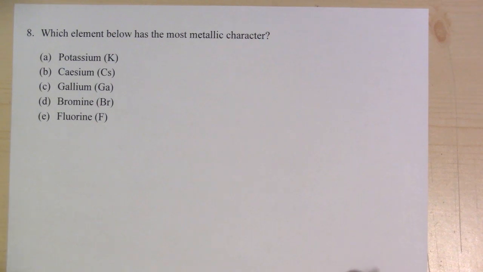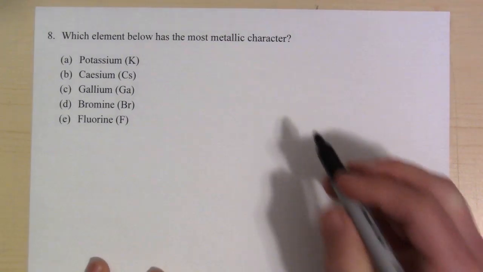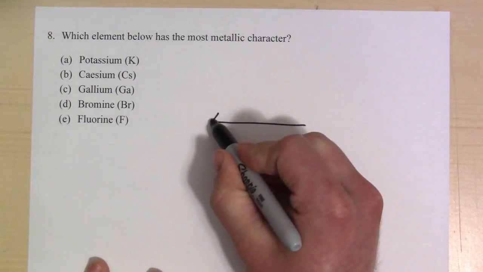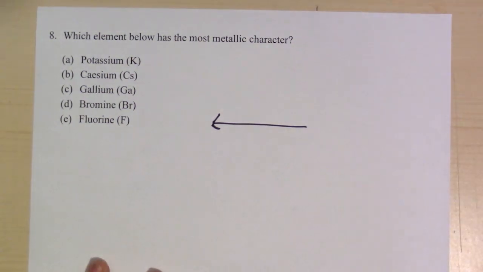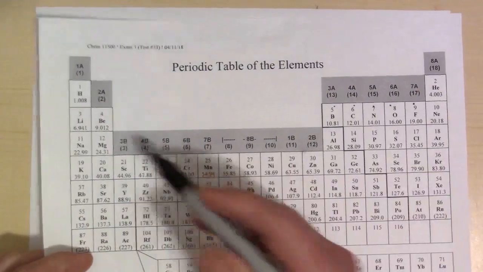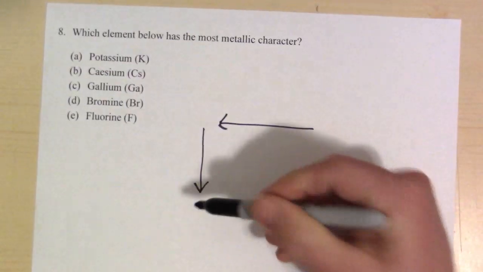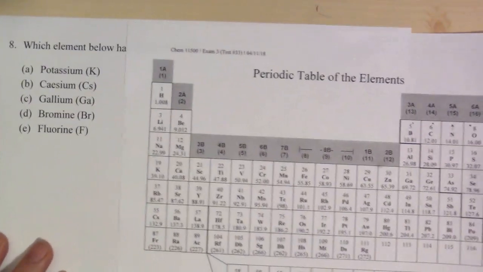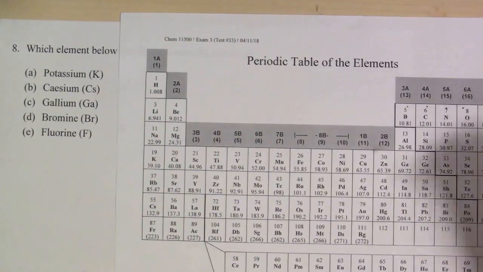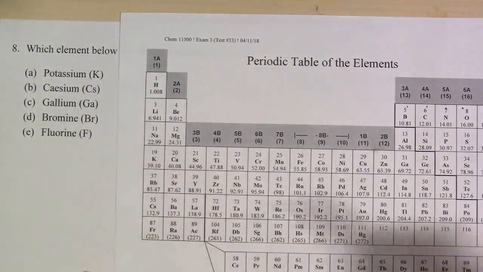Moving to number 8, which element below has the most metallic character? If you remember the trends, metallic character increases as you go from right to left across the periodic table, and it also increases as you go down. So if we look at our elements here, we have fluorine, bromine, gallium, cesium, potassium.